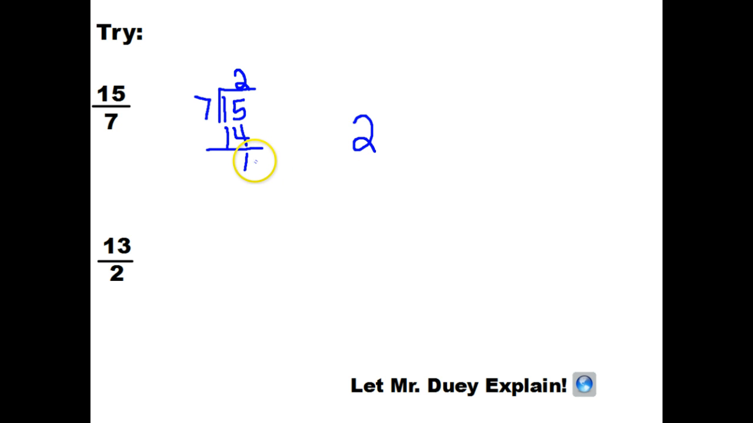Step 2 is to ask, is there a remainder? There is. Right here, it's 1. So that's how many are left over, and we're working in sevenths. 15/7 is equivalent to 2 and 1/7. All right, now take a shot at 13/2, and let's see what you can do.